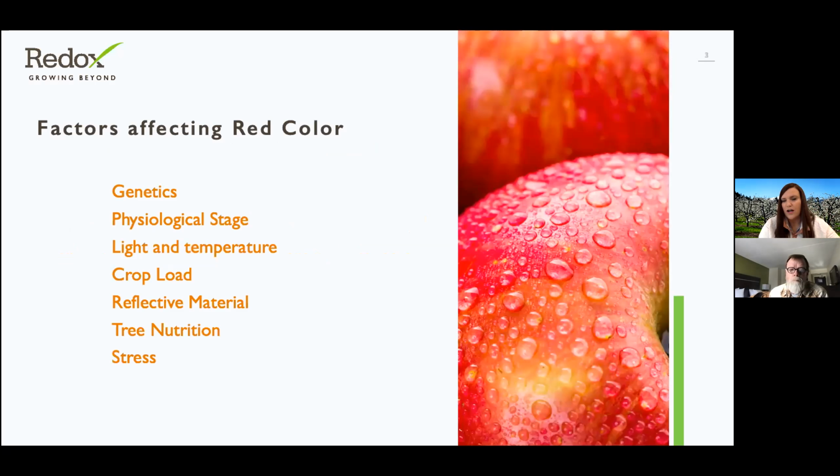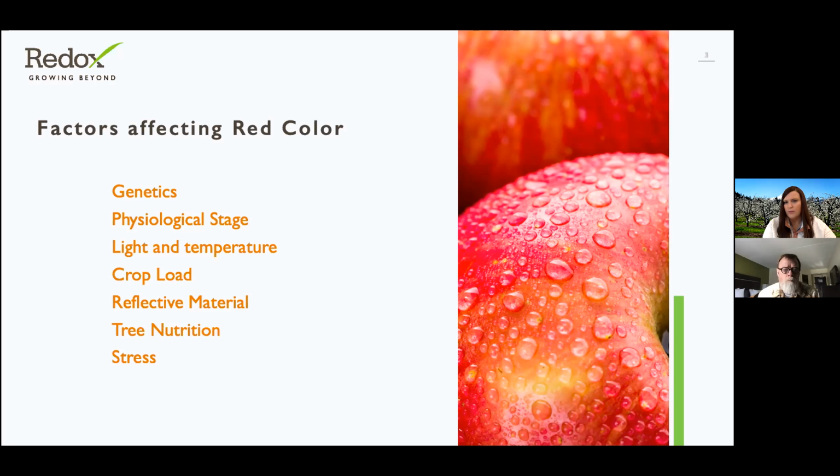So I put together a list of different factors that can influence your red color. First off is going to be your genetics. If you have a really old variety or strain of Galas, you're likely going to have less color than some of the newer strains. Physiological stage, so if it's too early in the process, you're not going to have good color. Light interception is really important, as well as temperature. We tend to see better color when we get those cool nights.